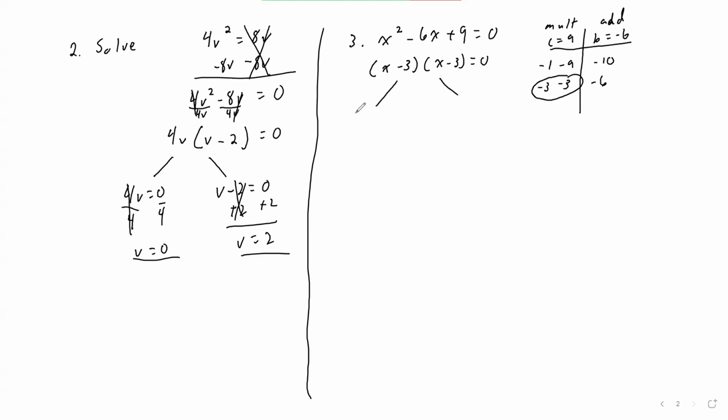And then you would set each factor equal to 0. And then I would add 3. That's the opposite of subtracting. And then I would add 3, which is the opposite of subtracting. In this situation, I get the answer twice, so I'd only have to write it one time. Alrighty, let's look at some more situations.